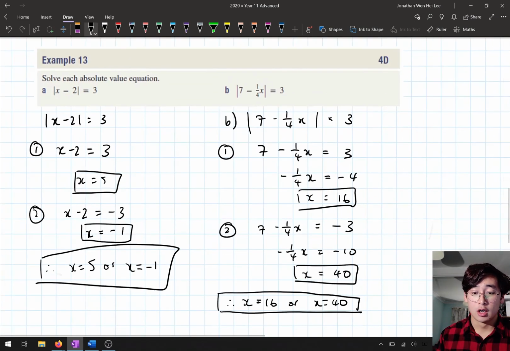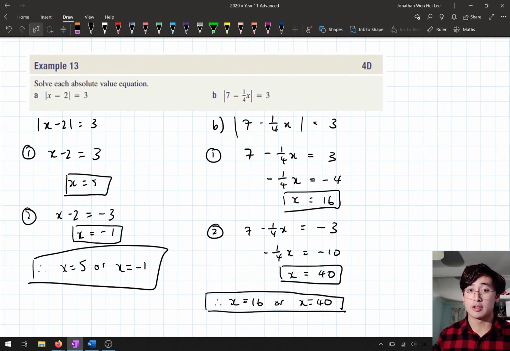Okay. Hopefully by now you're starting to see how we do this. When we're solving absolute value functions, we often get these cases where the number that we're solving for is greater than 0. So we need to consider both cases, both branches of the absolute value function. Okay, so that's solving algebraically.